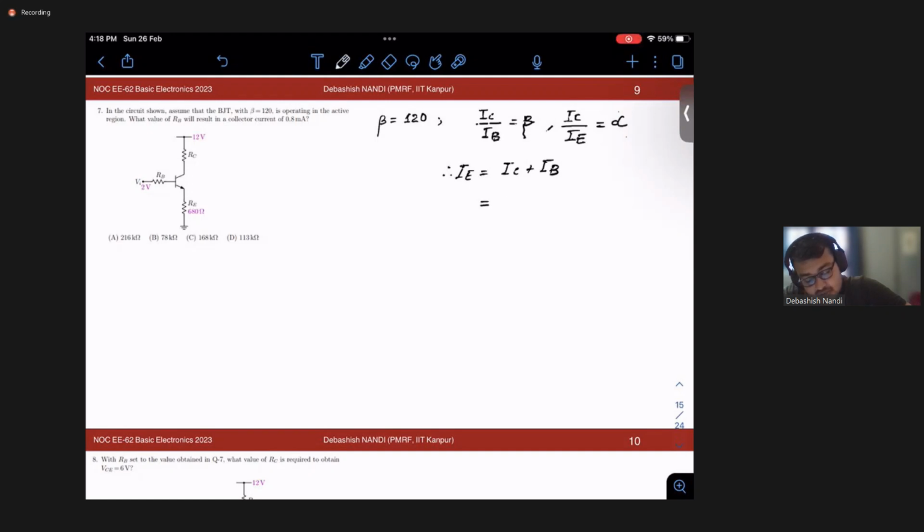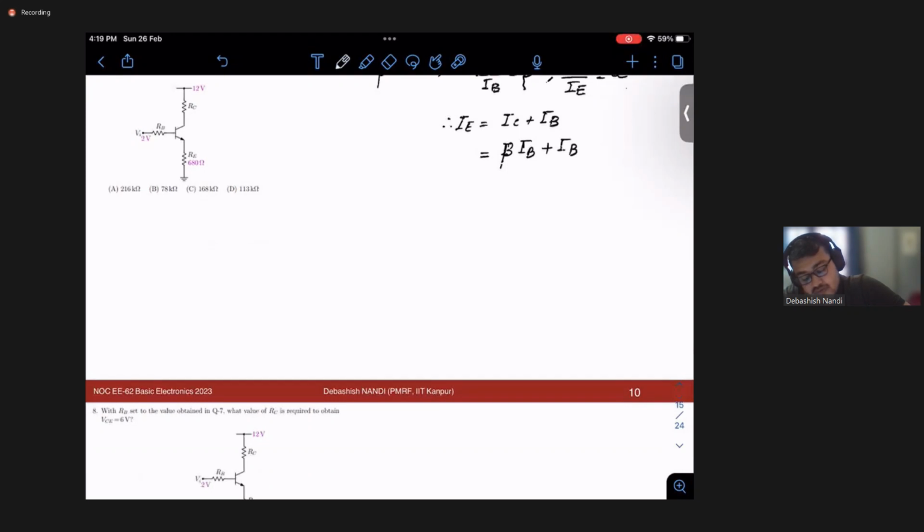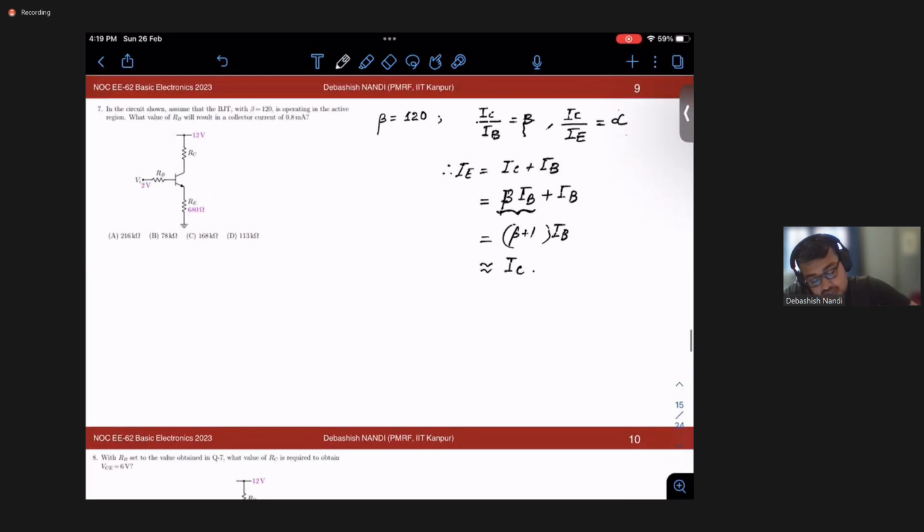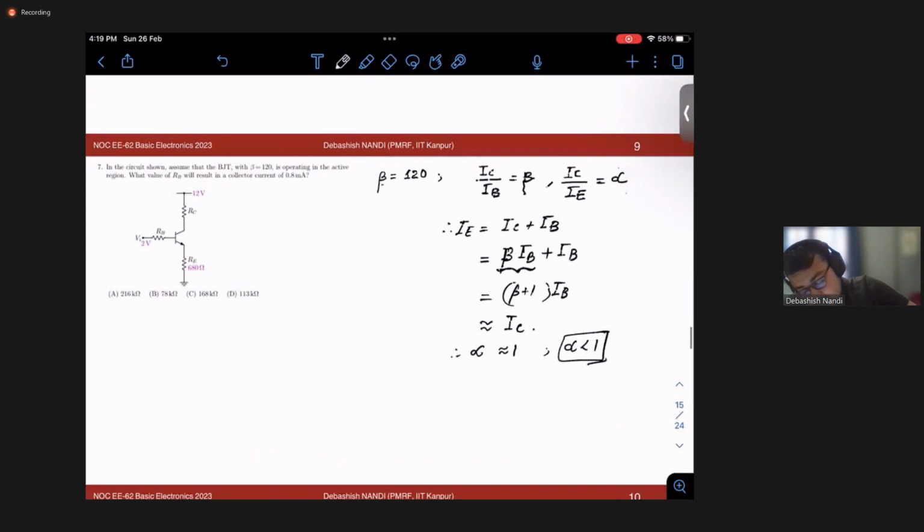That means your beta IB plus IB. Generally, your beta is much more than 1. Basically, it is beta plus 1 into IB. You can assume it to be IC also. So that means generally alpha is almost equal to 1, but it is generally somewhat less than 1. So this beta is called current gain.